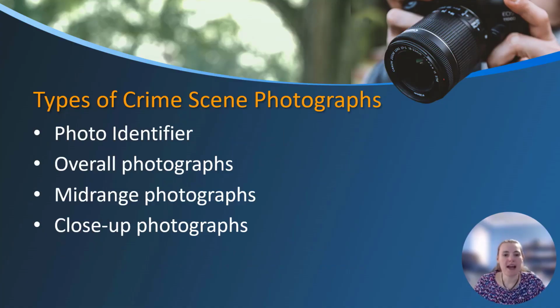There are multiple types of documentation photographs that are required at a crime scene. The first photograph should always be a photo identifier. This photograph should contain the case number, the date and time of the photographs, the addresses that the photographs are being taken at, and the photographer's name. Then you can take overall photographs, mid-range photographs, and close-up photographs. I'm going to talk more about each of these over the next several slides.